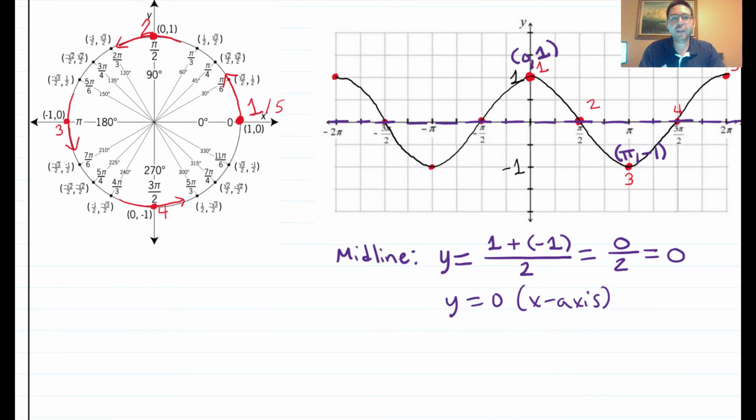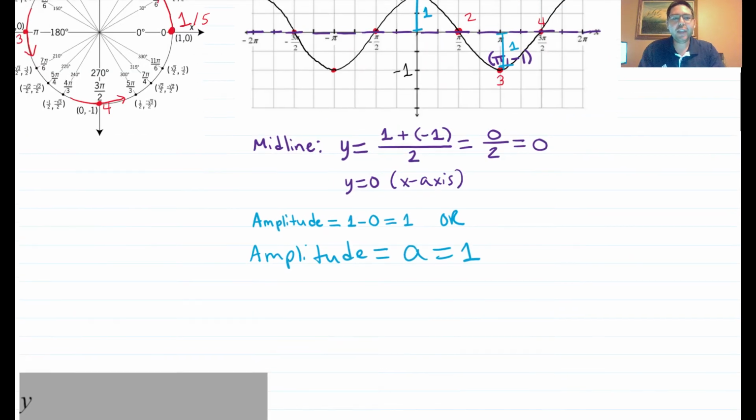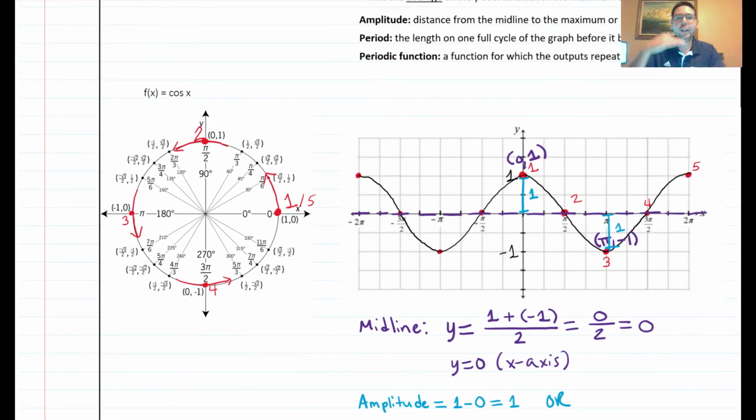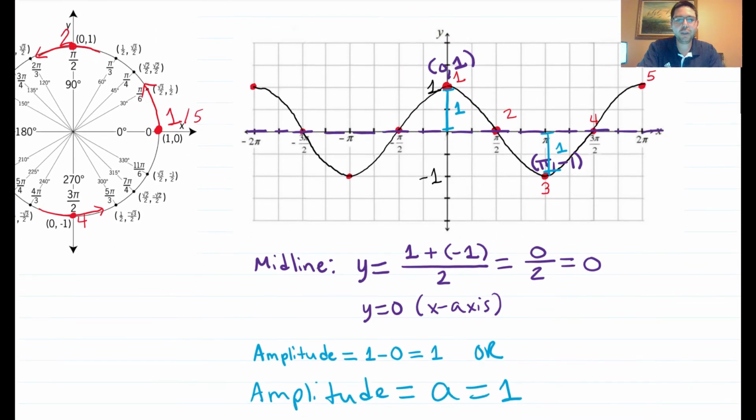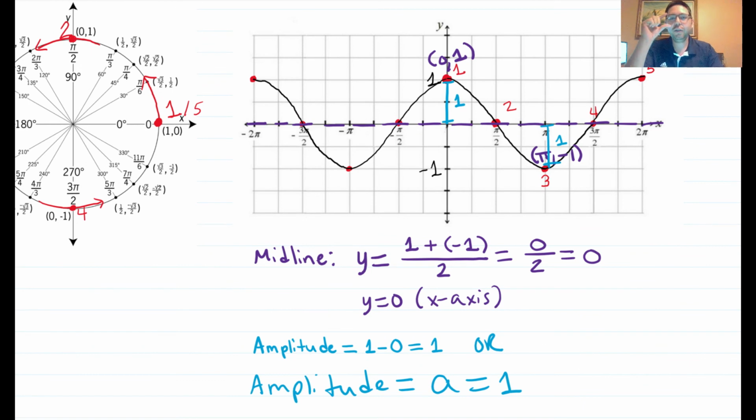And then we find the amplitude, which is the distance from midline to peak. So let me zoom in on that actually. The distance from the midline to peak is a unit of 1. You can also take the y-coordinates. So the y-coordinate of the maximum is 1. The y-coordinate of the midline is 0. That's the purple line. And then 1 minus 0 is 1.